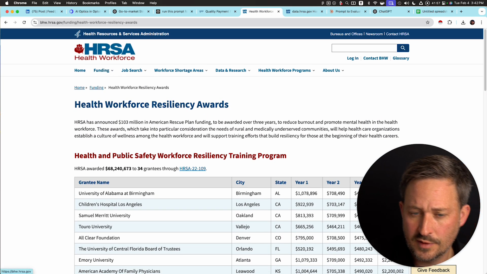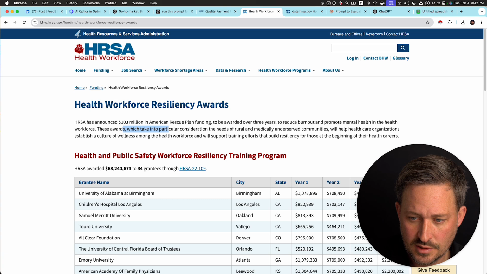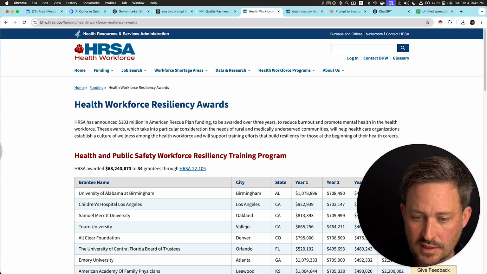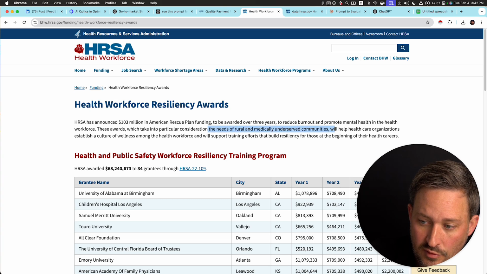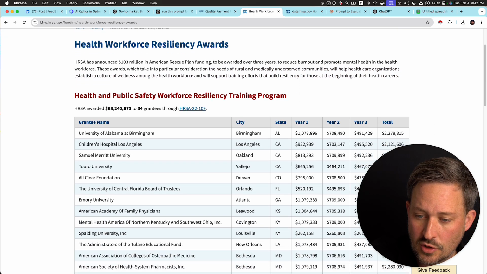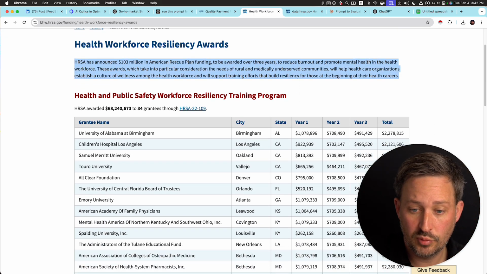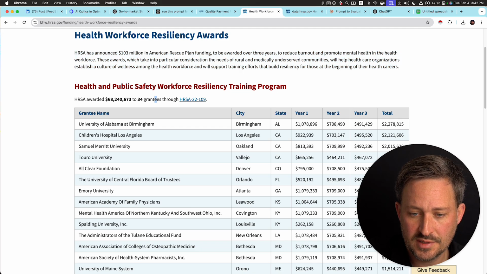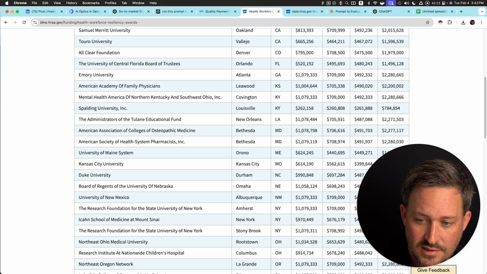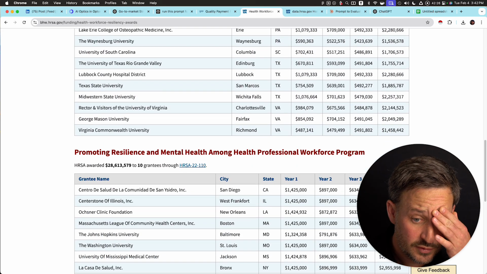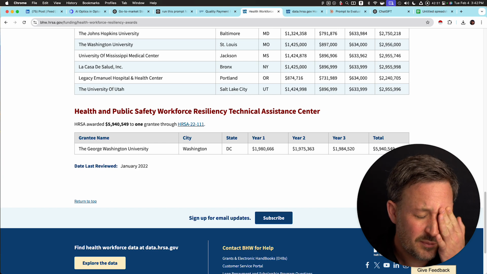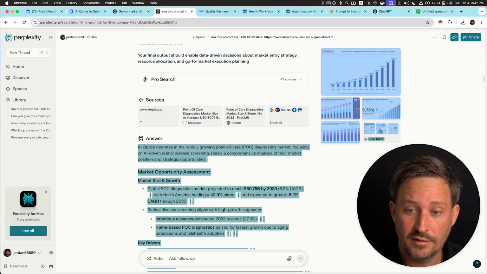And this health workforce funding is another way to think about this, which is mental health in the healthcare workforce. This is medically underserved communities and healthcare organizations, and it supports training efforts to build resiliency. So these are folks investing in their employees, which is really interesting. It's only 34 grantees, so this is a perfect example. That's not enough, and a lot of these are schools. So this would not pass the SAT framework, because there's just not enough.